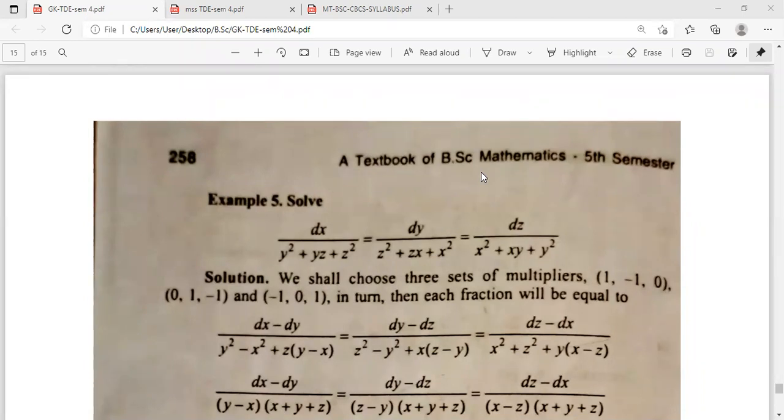In some of the cases we use only the method of grouping, and in other cases only the set of multipliers. It is not compulsory for all these cases. You can also use both for solving the simultaneous equations. There is no specific restriction; whichever is convenient, we can use and find the solution. Okay. Now, up to this, we have studied total differential equations and then simultaneous equations.